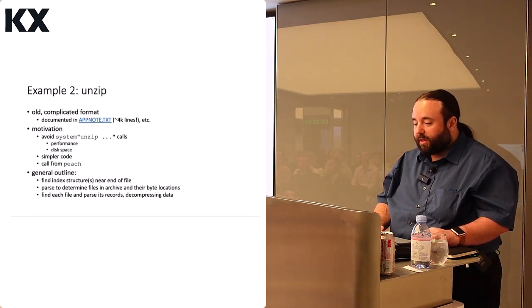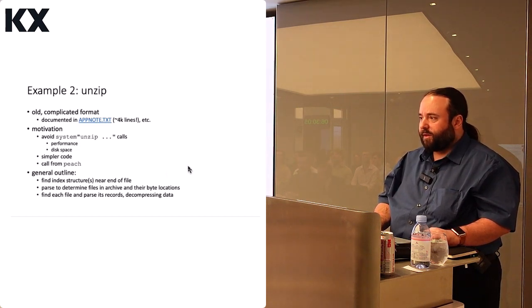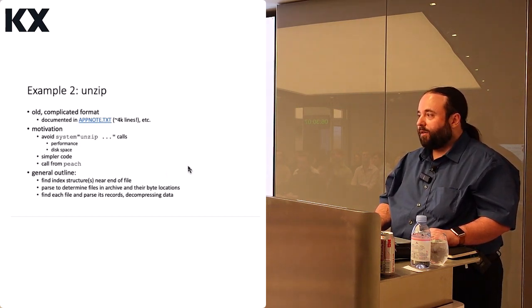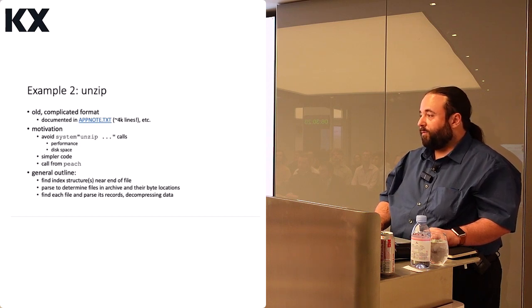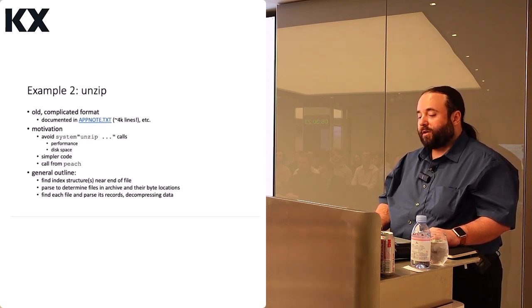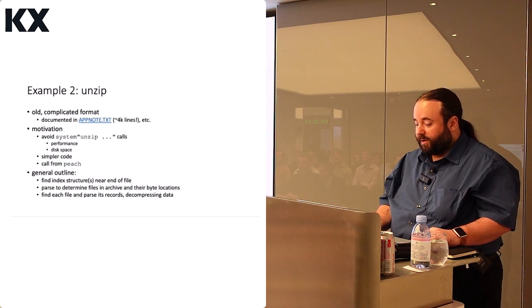So the general outline, one of the oddities of zip is that the index structures are at the end of the file. So you have to find those first. And then you parse the index structure in order to tell you what the files are in the archive and where within the file they're located in terms of bytes. And then you can find each file or each file of interest and parse its records, finally decompressing the data.